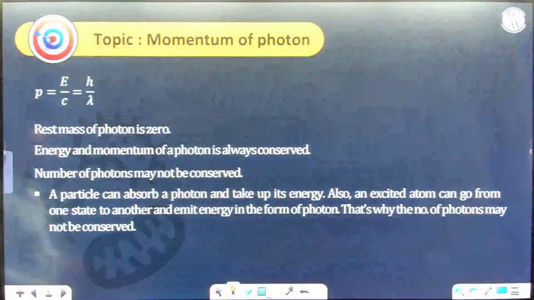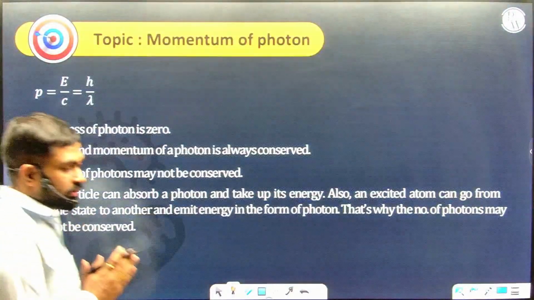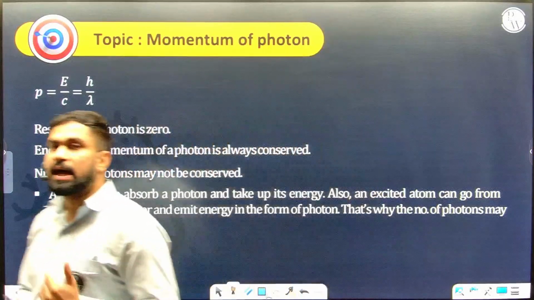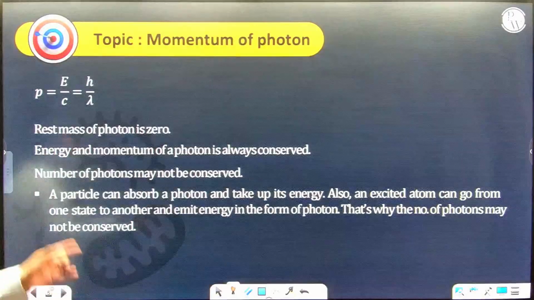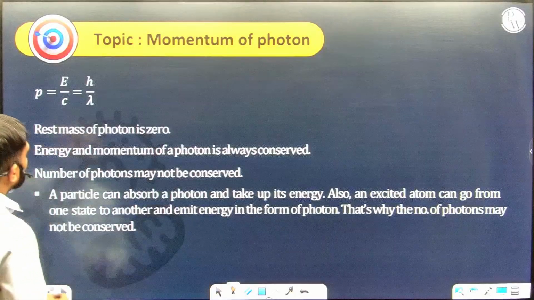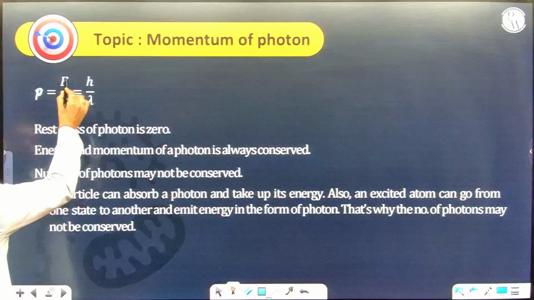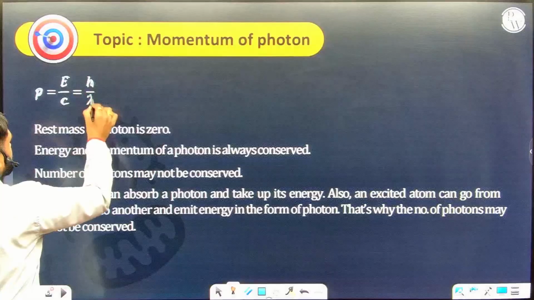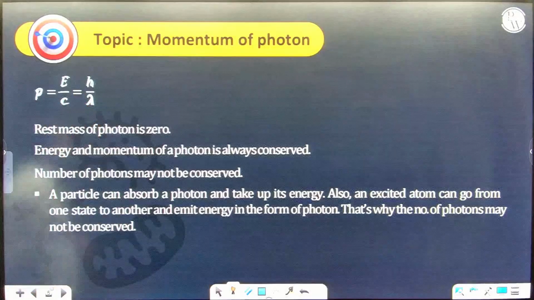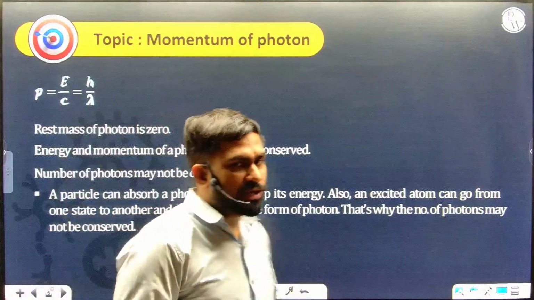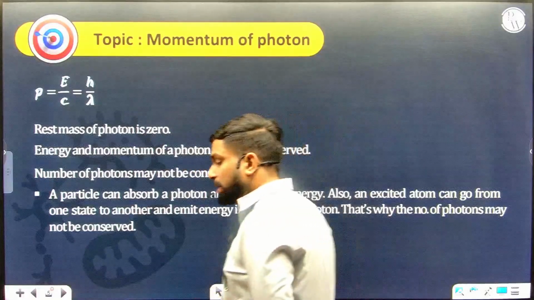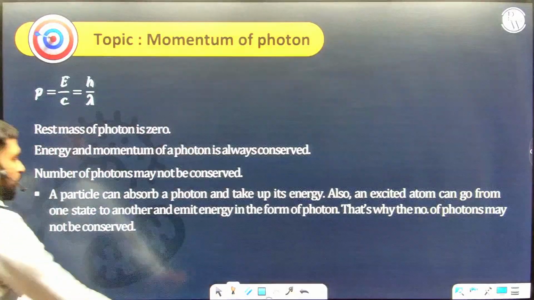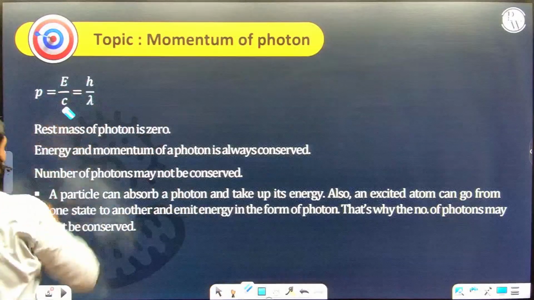Okay. The momentum of the photon. We'll later see de Broglie's hypothesis based upon the same concept. We say that the momentum of the photon is energy upon speed, and it comes out to be h/λ. What is h? h is Planck's constant. And what is λ? λ is the wavelength of that photon. So h/λ is the momentum of a photon.